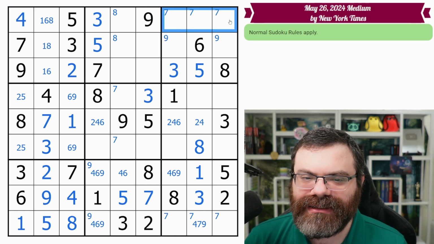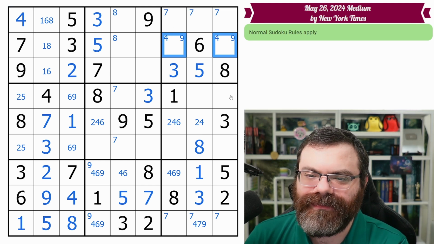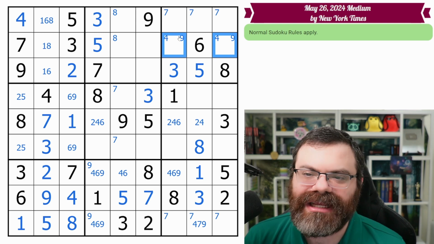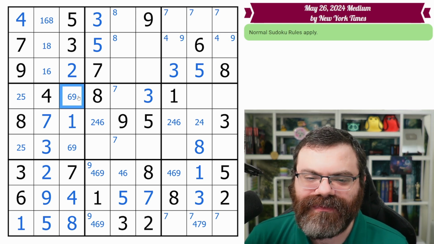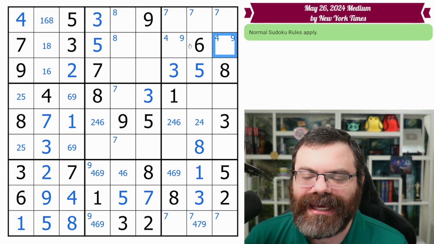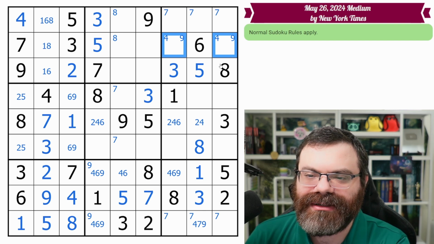So the 4 looks in, and that leaves just these 2 cells for 4. Now, before I do anything else, I'm going to recognize that this is a hidden pair, just like we have the 6, 9 over here. 4 and 9 are reduced to exactly 2 cells in the box, so they must be there. So that's a hidden 4, 9 pair.